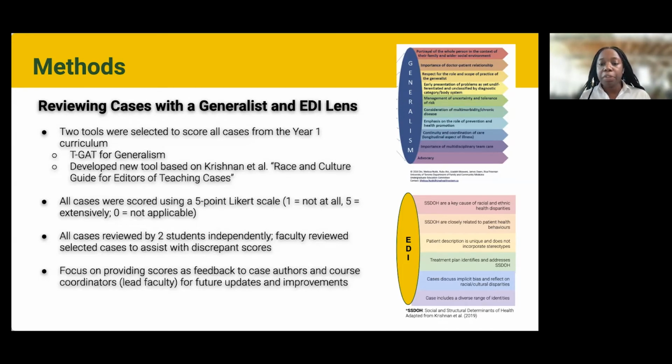Tom and I both review these cases independently. So I started off at the foundation and Tom started down at Reno, and we both got to go through each case. And so each case was looked at by 2 independent raters. And we focused on providing feedback that authors of these cases and the course coordinators of each block can use to make future updates and hopefully some improvements as well.